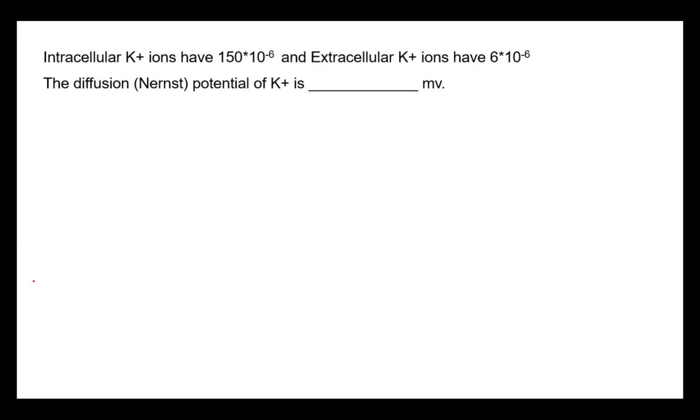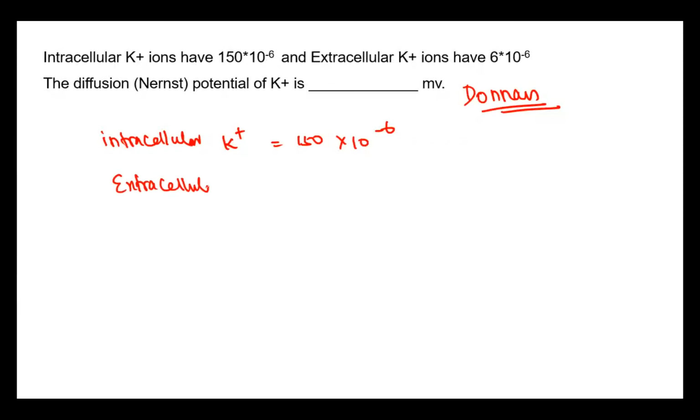So what is the approach to solve this particular question? Quick answers. Guys, are you there? Am I audible? A simple last equation. What equation? Donnan equation, right? So you can solve by using Donnan equation. So they have given two cells, intracellular K plus. Okay, K plus is 150 into 10 to the power of -6, and extracellular K plus is 6 into 10 to the power of -6.